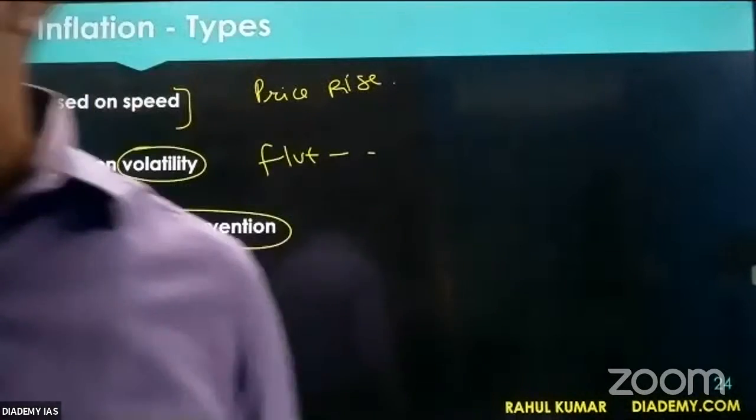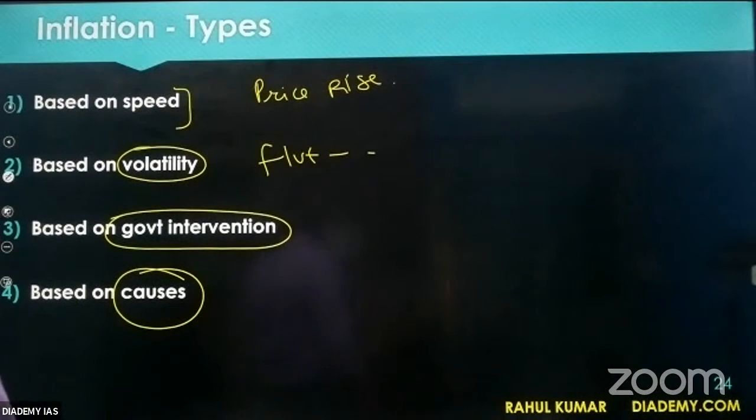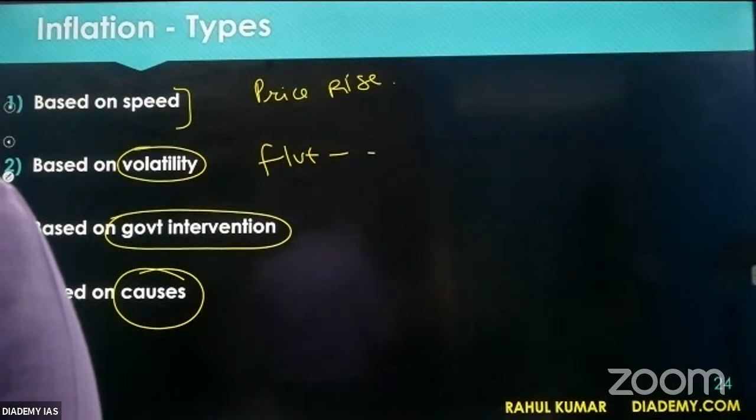Voice is not audible. Okay, so Priyanka, please you have to join from the computer audio. Okay.